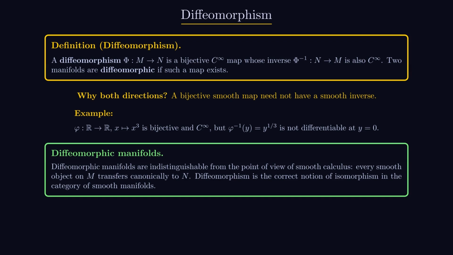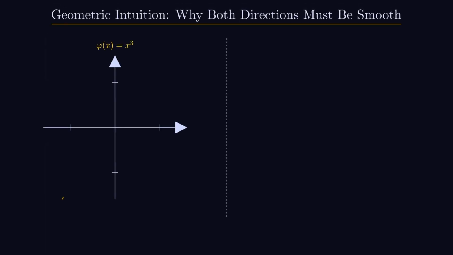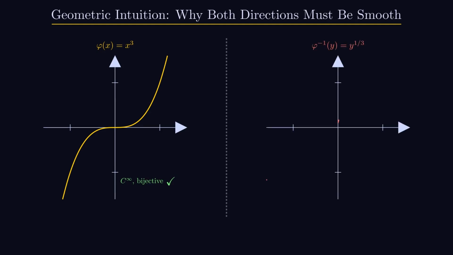Diffeomorphism is the correct notion of isomorphism in the category of smooth manifolds, just as homeomorphism is the correct notion in topology. Here is the x cubed example drawn side by side with its inverse. On the left, phi of x equals x cubed. An S-curve, C infinity everywhere, bijective. On the right, the inverse.